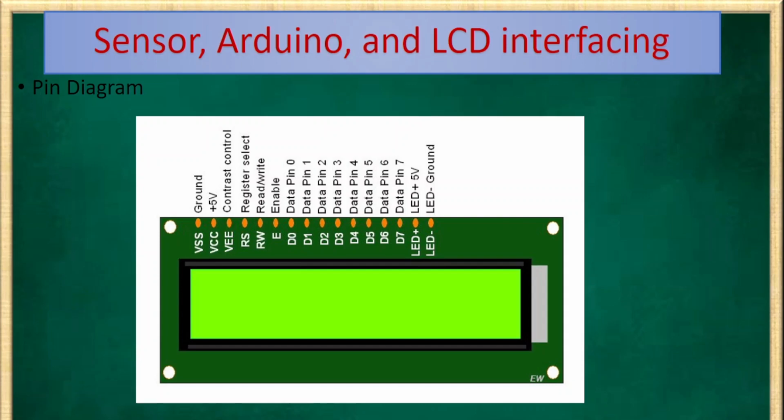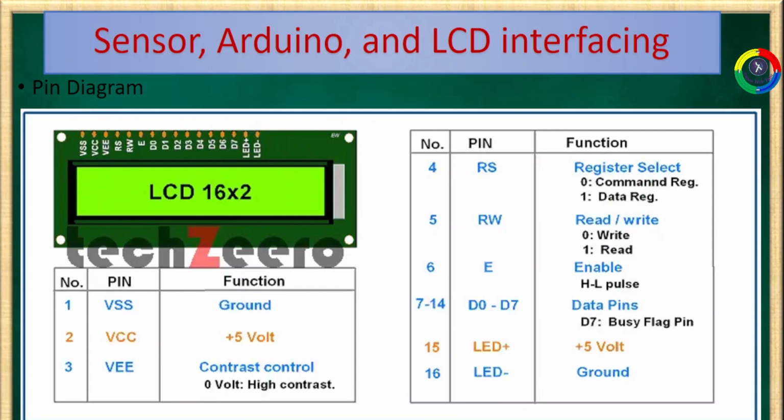The 16:2 LCD displays text within 2 rows and 16 columns. It has 16 pins, with VSS as ground, VCC or VDD as the source voltage of 5 volt. VEE is used to adjust the contrast of the LCD. RS is the register select, then there are the read or write pin, and the enable pin. The D0 up to D7 are the data pins, and the 15th and 16th pins are used for the backlight LEDs of the LCD.